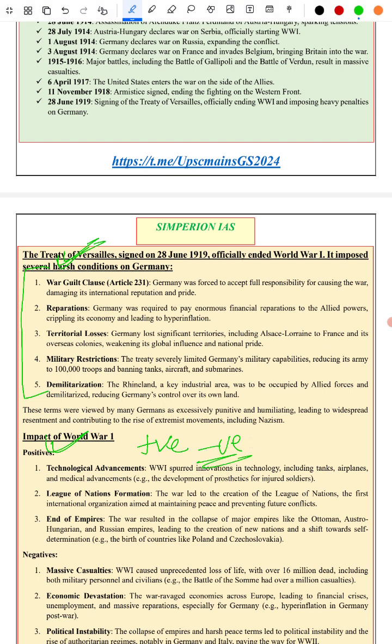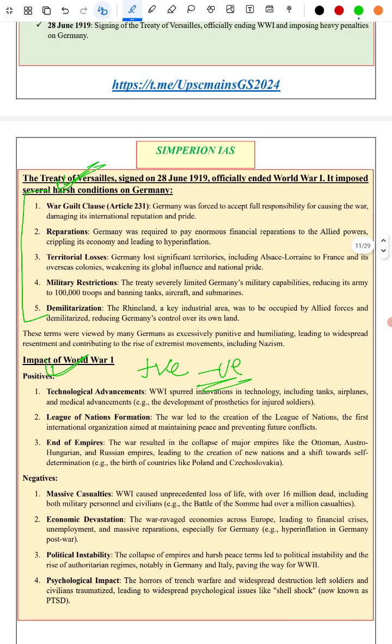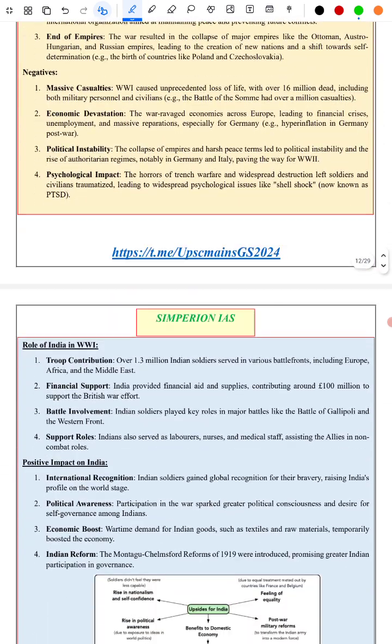Very rarely will people cover this. Normally people cover only the negative, but we have given the positive. It led to technological advancement in the world. It led to the formation of the League of Nations. It led to the end of many empires, like the Austro-Hungarian Empire, the Ottoman Empire, and the Russian Empire; many monarchies ended.